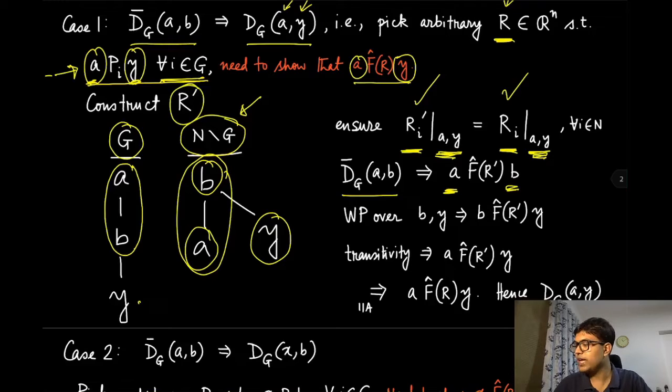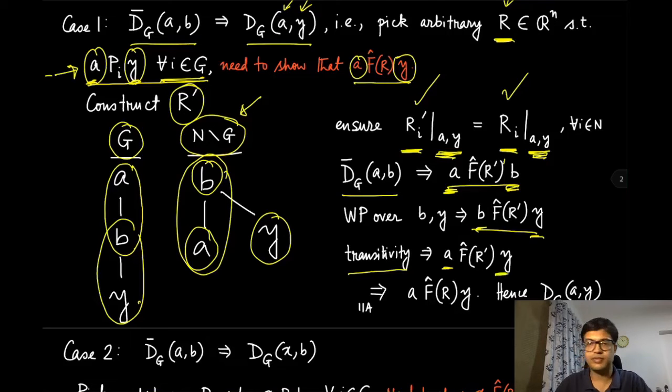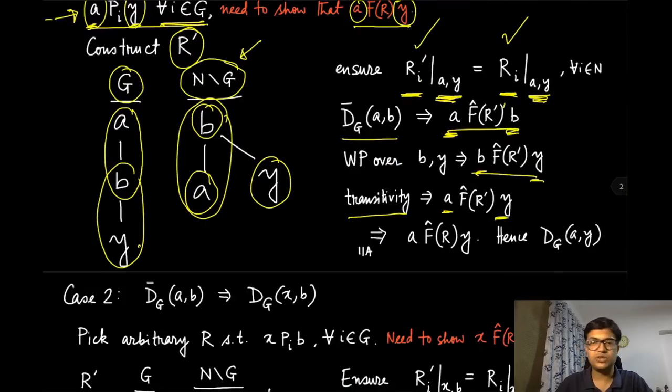Fair enough. Now the next condition is that we have weak Pareto over B and Y, and now we can see that B is strictly above Y for all the agents, and weak Pareto just says that B should be strictly above Y in the final outcome as well. Now we have A strictly above B, B strictly above Y for the same outcome F of R prime. Now we can apply transitivity, which will say that A is strictly above Y, right? Now that is exactly what we wanted.